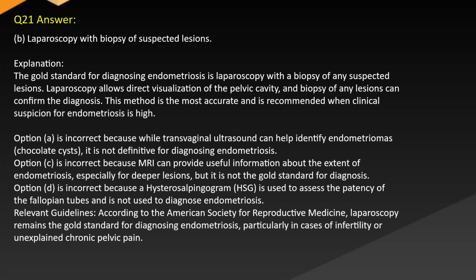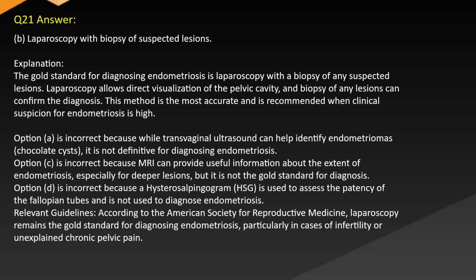Laparoscopy allows direct visualization of the pelvic cavity, and biopsy of any lesions can confirm the diagnosis. This method is the most accurate and is recommended when clinical suspicion for endometriosis is high. Option A is incorrect because while transvaginal ultrasound can help identify endometriomas, chocolate cysts, it is not definitive for diagnosing endometriosis. Option C is incorrect because MRI can provide useful information about the extent of endometriosis, especially for deeper lesions, but it is not the gold standard for diagnosis.